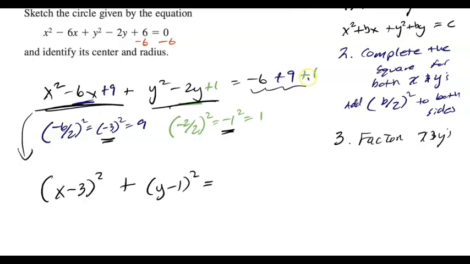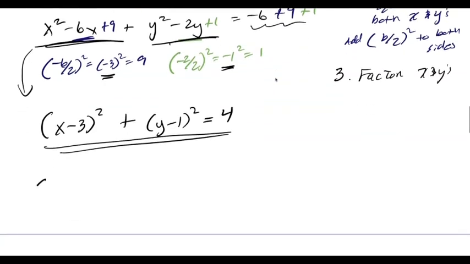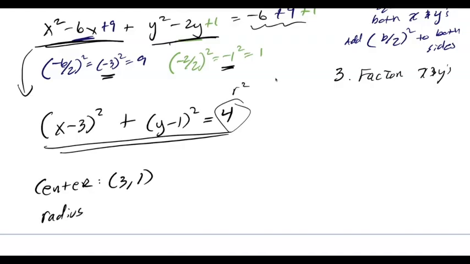Simplify all this side. So we get 9 plus 1 is 10. 10 minus 6 is 4. And that's our center equation. Now once you have that, I can find my center with 3 and 1. And I can find my radius. Remember, this guy is r squared. I've got to take the square root of that, which is 2. There's my center, there's my radius.